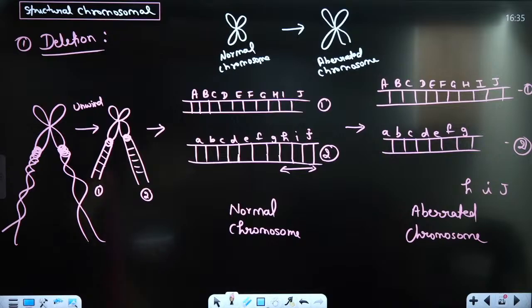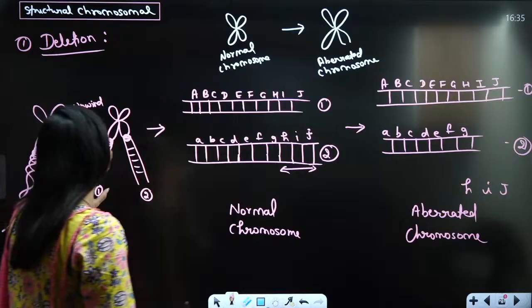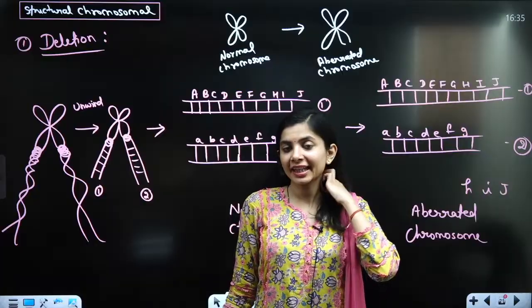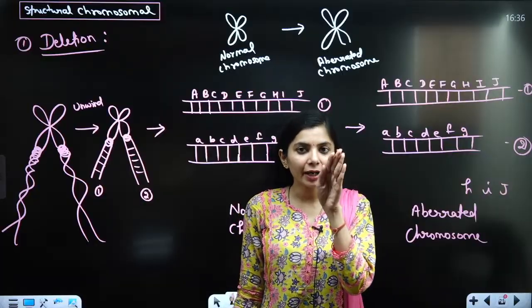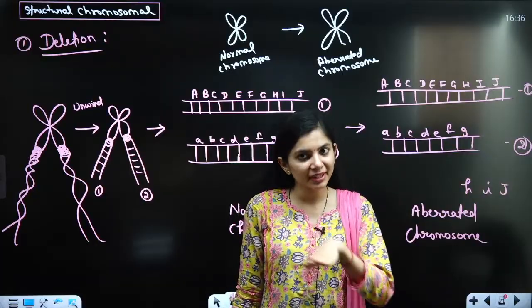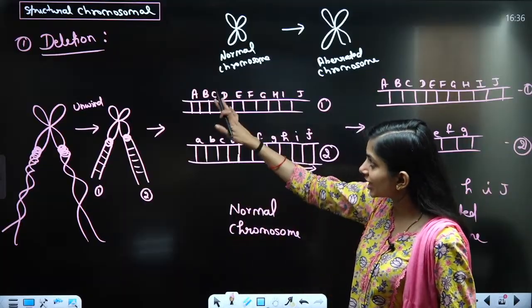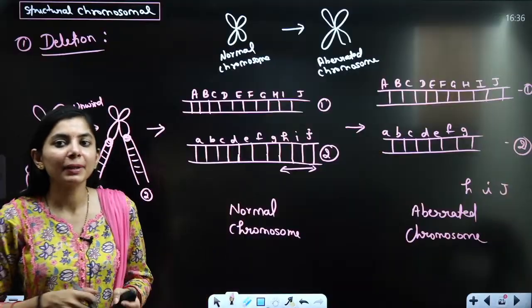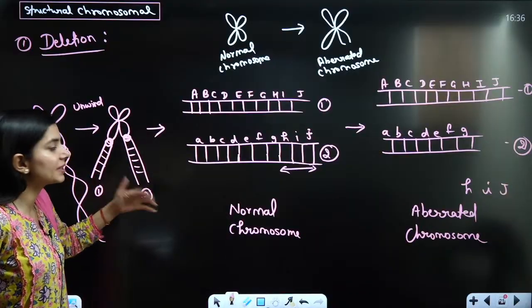Which seems to be similar. Okay, so basically aberration means error. Error could be of any type. In case of deletion, some part of one arm is missed out. So in case of deletion, one part is deleted, not the complete DNA, but one part from one arm is deleted.